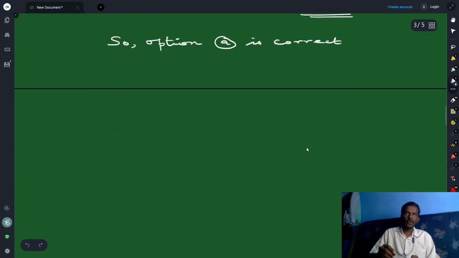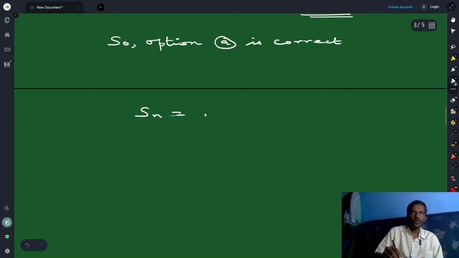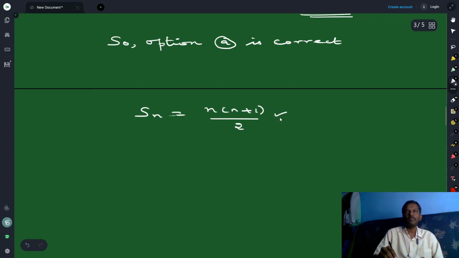Of course, we could have found the sum of the first 40 numbers using this formula also: Sn is equal to n into n plus 1 by 2. How we get this formula is what we have just done. In this case, you put n equal to 40, so you will get 40 times 41 over 2.